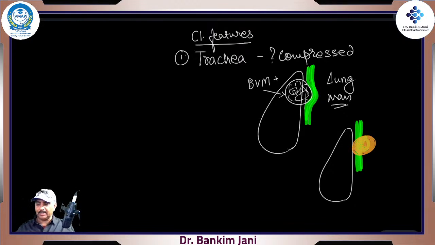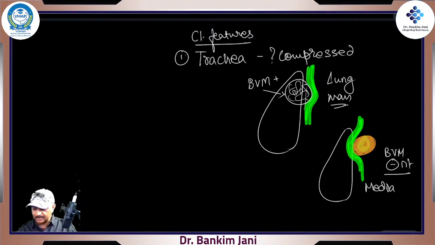Now this particular mass is not emerging from the lungs, so it will not have any bronchovascular markings. So first thing, BVMs, bronchovascular markings, are absent. So this tells that it is definitely a mediastinal tumor. And second, what would happen to the trachea? The trachea would now be shifted like this, because it is pushed like this. So this is how it will look in both cases. We'll see the x-rays of it. So this is a mediastinal mass.